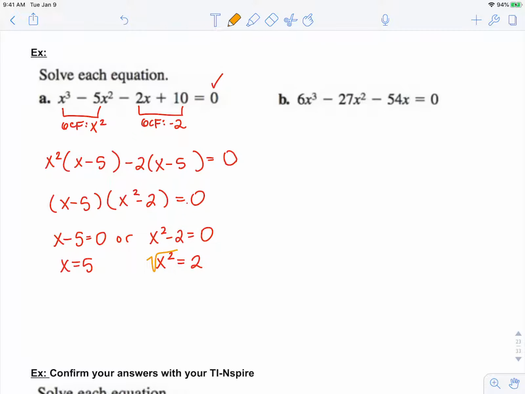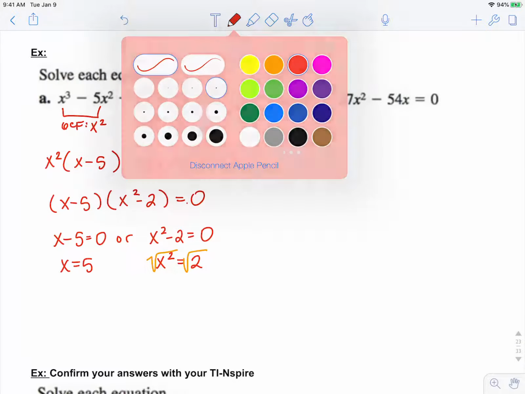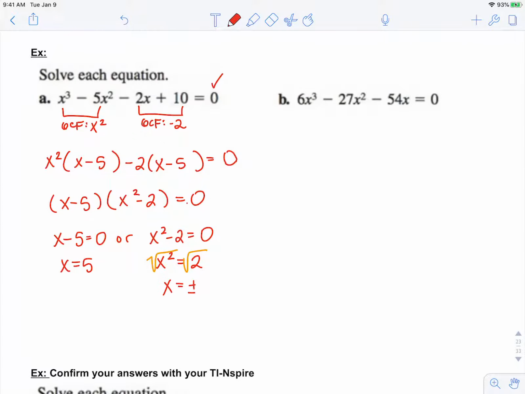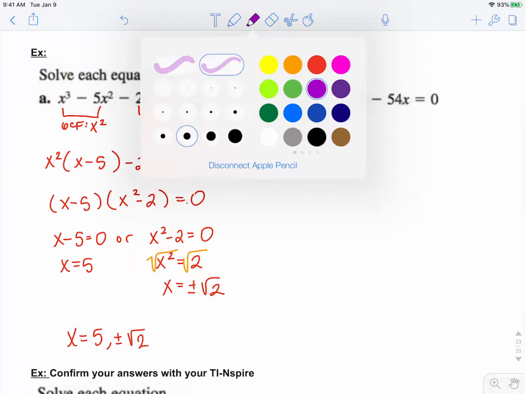Then remember, to cancel a square, I take a square root. So x is positive or negative square root 2. So to summarize my answers, x equals 5 or plus or minus square root 2.